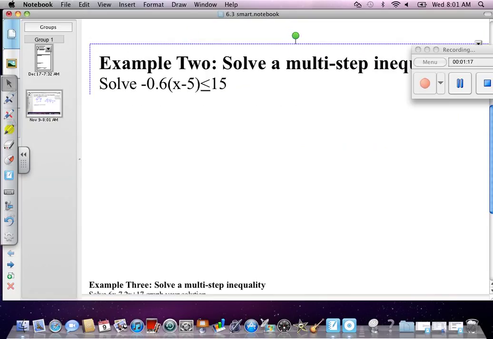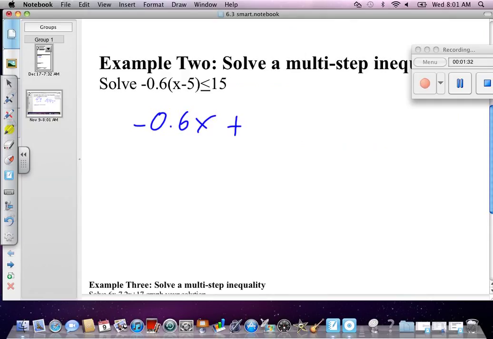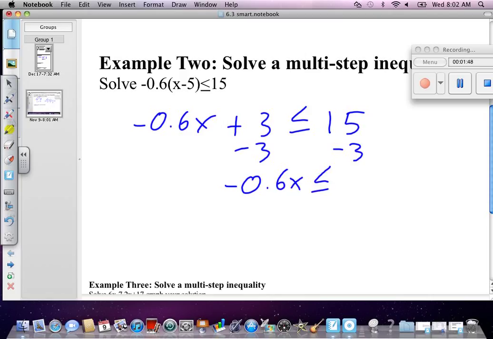All right, we're looking at example 2. We've got a decimal. And so I'm going to distribute, and we get negative 0.6x. A negative times a negative is what? A positive. So we have to do 0.6 times 5 gives us 3, which is less than or equal to 15. Now I'm going to subtract 3 from both sides, and I get negative 0.6x is less than or equal to 12. Now what do I do?